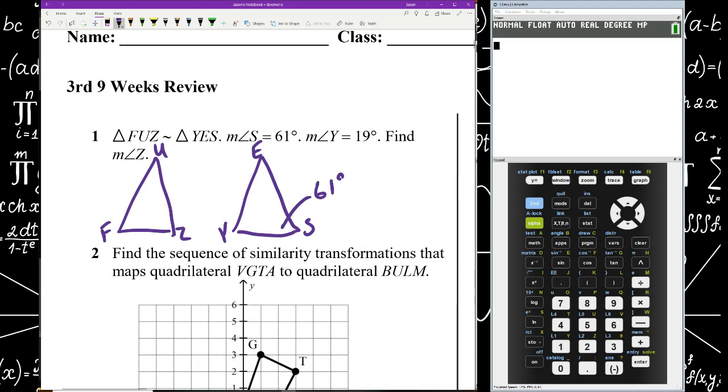Alright, it wants us to find angle Z. Z is here, matches up with S. Therefore, angle Z is 61 degrees.